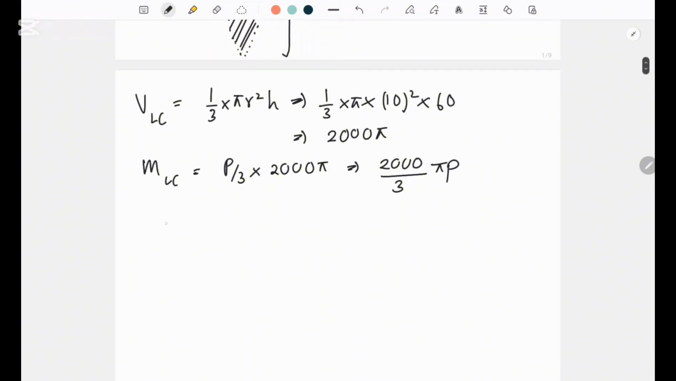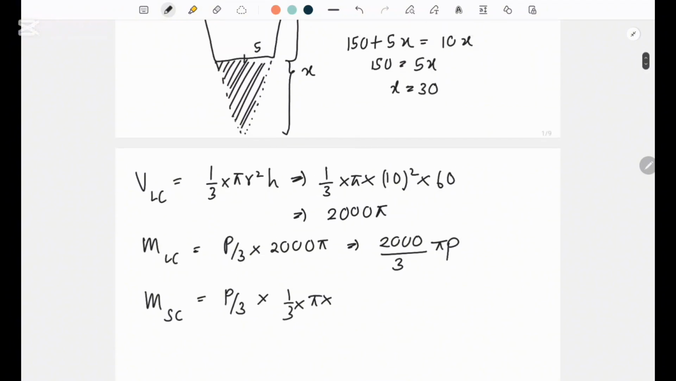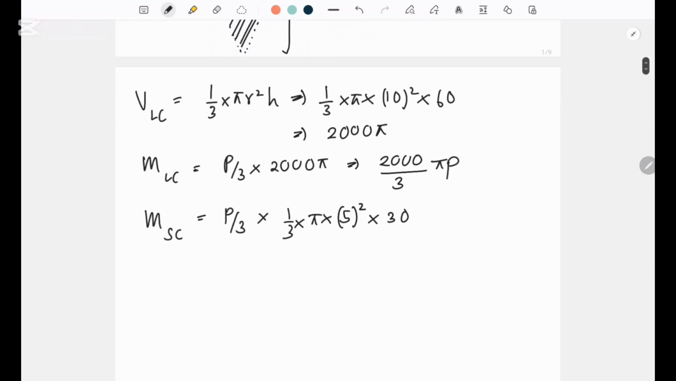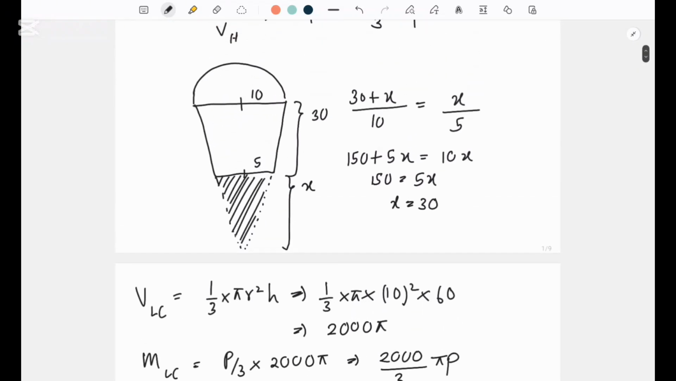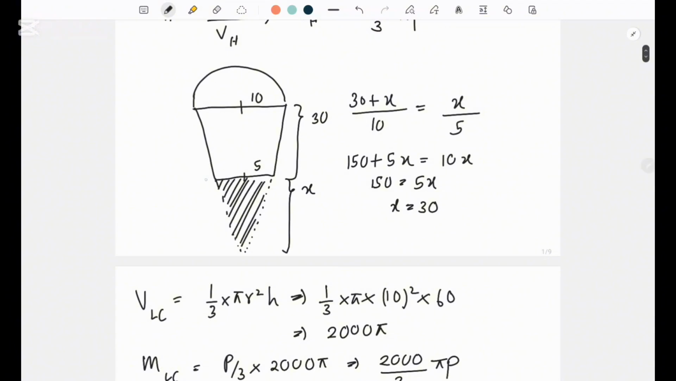And the mass of the smaller cone, SC, equals P over 3 into its volume, which is 1 over 3 into pi into the radius of the smaller cone, which is 5 squared, into the height, which is 30, giving you the answer 250 over 3 pi P. So we found the masses. What we have to do now is to find the center of mass. They ask us to find the center of mass from this axis, right?